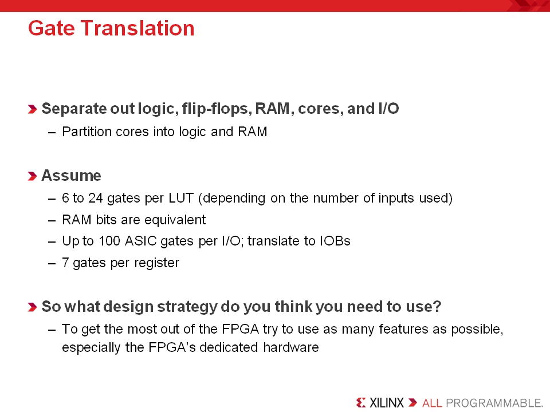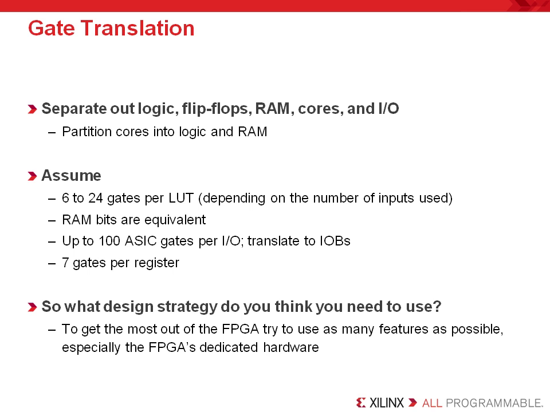So how do you complete a gate translation? Well, the first step is to separate out the various logic resources you have in your FPGA design. This means the logic, registers, RAM, cores, and the I/O resources all have to be separated because they will have a very different gate count in the FPGA. Likewise, you might need to further partition your cores into logic and RAM.